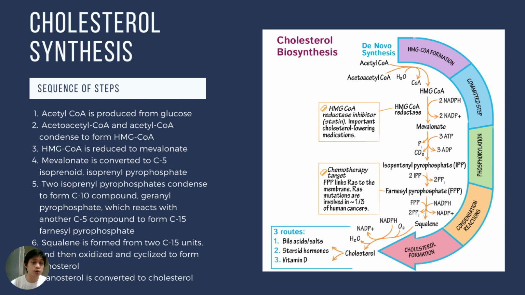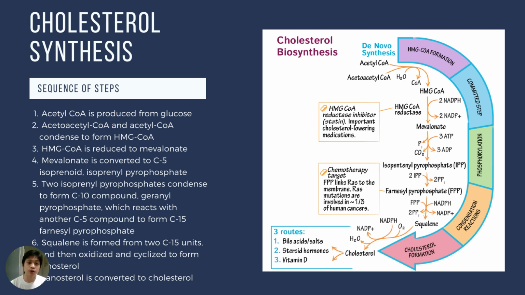So let's reiterate the sequence of steps. Acetyl coenzyme A is produced, usually from glucose and pyruvate. Acetoacetyl-CoA and acetyl-CoA condense to form HMG-CoA. HMG-CoA is reduced to mevalonate. Mevalonate is converted to 5 carbon isoprenoid units, and 2 isoprenoid units condense to form geranyl pyrophosphate, which is 10 carbon units long. This reacts with another 5 carbon compound to form farnesyl pyrophosphate, which is 15 carbons long.